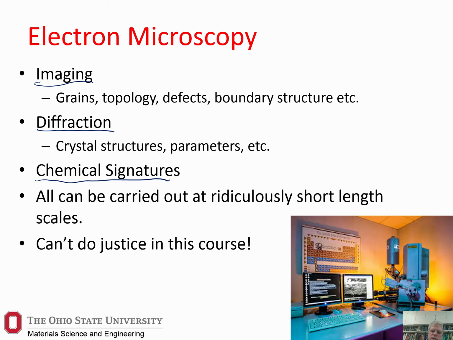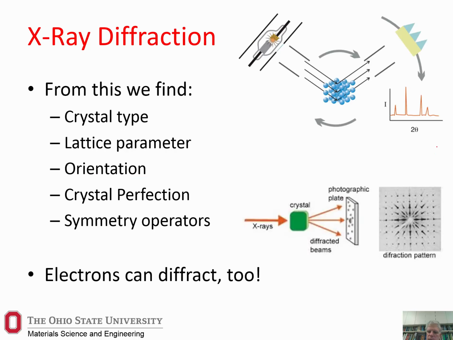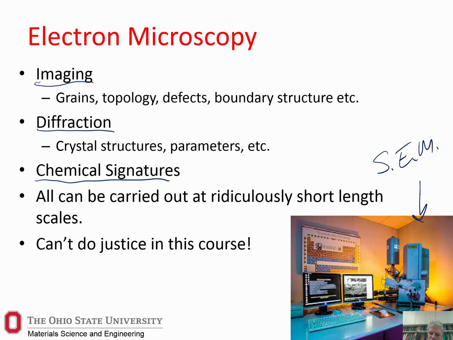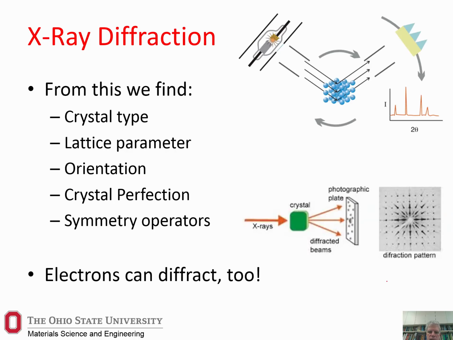We can't do justice to this in this course, but I will say here at Ohio State we're blessed with having some great microscopy facilities. This is what a scanning electron microscope, an SEM, looks like. There's a beam column here, the sample goes down here, and then this is a detector that measures the X-ray wavelengths that come off, and it allows us to do chemical analysis. Some really cool things can be done.